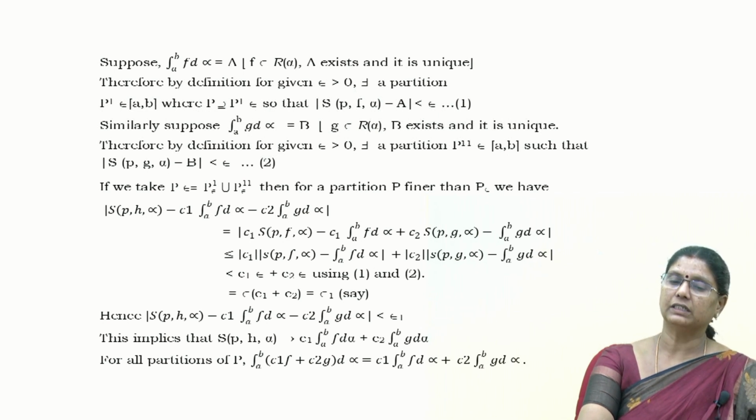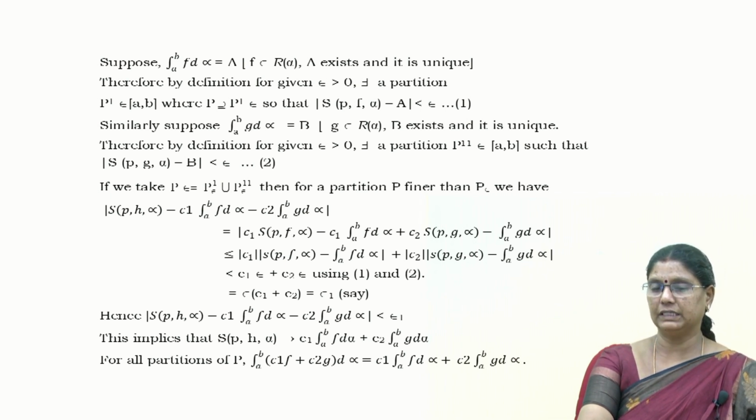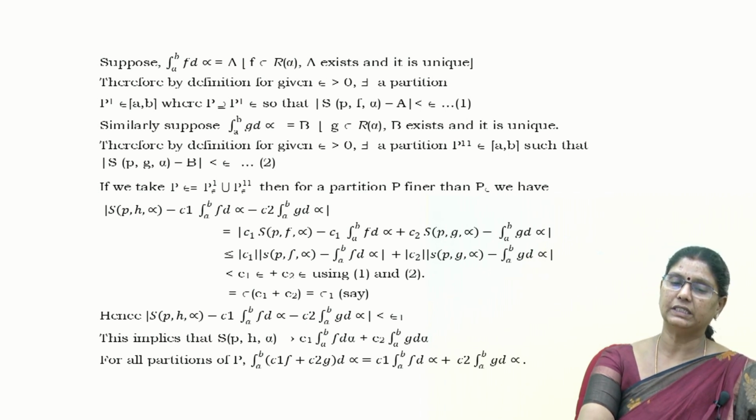Let us suppose that the integral from a to b of f d alpha equals A, where f belongs to R of alpha. Since f belongs to R of alpha, A exists and is unique. So instead of A we can write the integral from a to b of f d alpha. Therefore, by the definition, for any given epsilon greater than 0, there exists a partition P' in the closed interval [a, b], where P contains P', such that the modulus of S(P, f, alpha) minus A is less than epsilon.